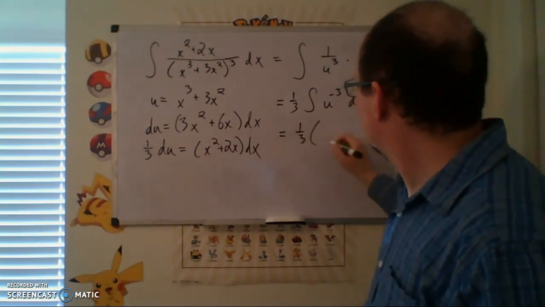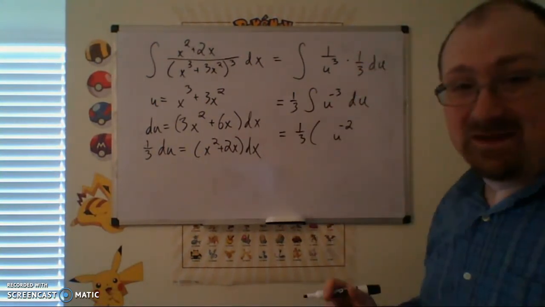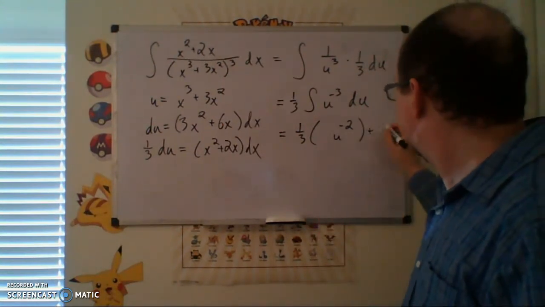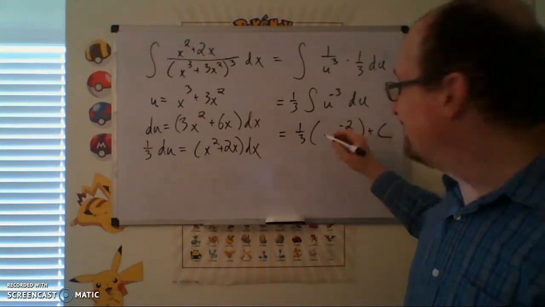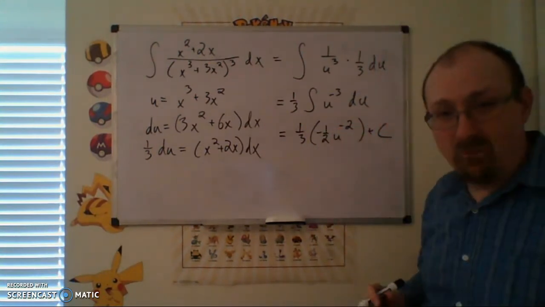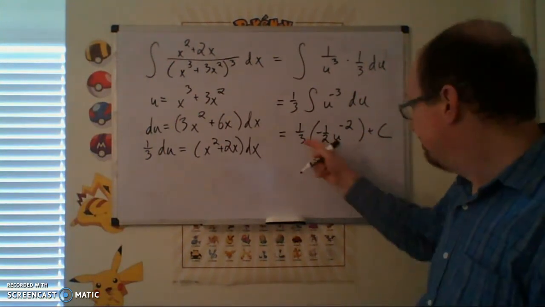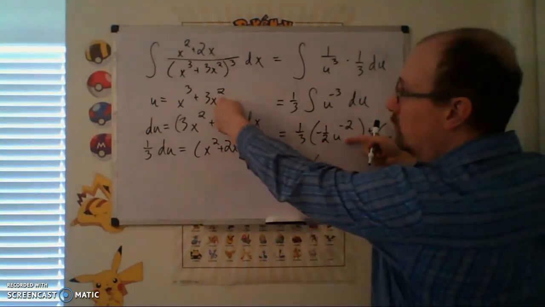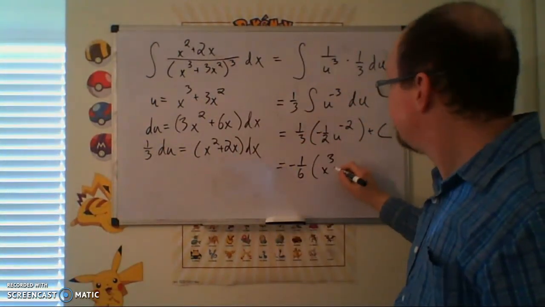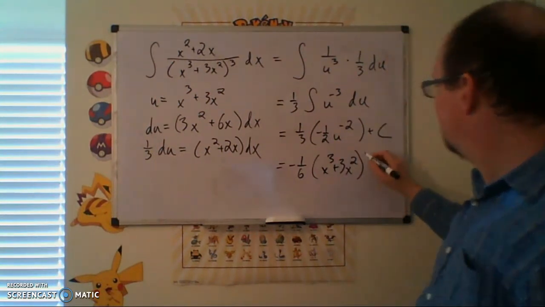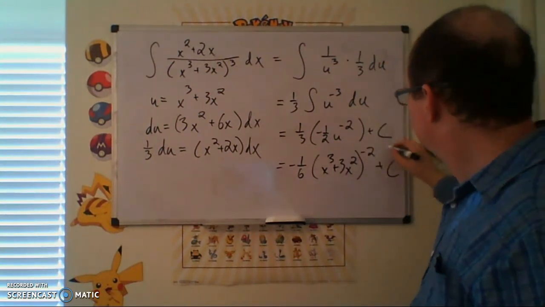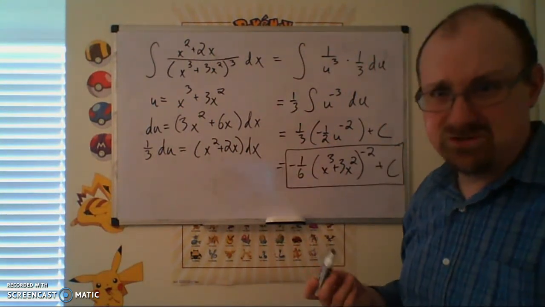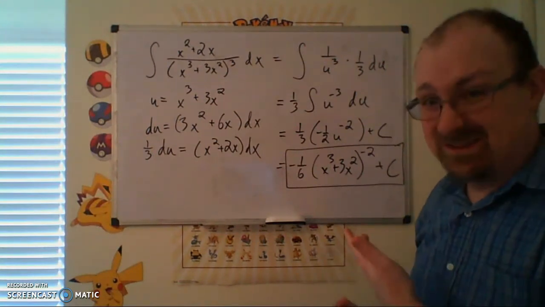So add 1 to our exponent. That gives me -2. Remember, adding 1 to the exponent here gets it closer to 0, not more negative. Plus c, we divide by this new exponent. So we got a -1/2 right there. So yeah, these guys multiply together, -1/6, and I need to plug u back into this thing. x cubed plus 3x squared to the -2nd, plus c. If you wanted to untangle it and write it as a rational function again, you can do so, feel free. But the calculus is done at this stage.